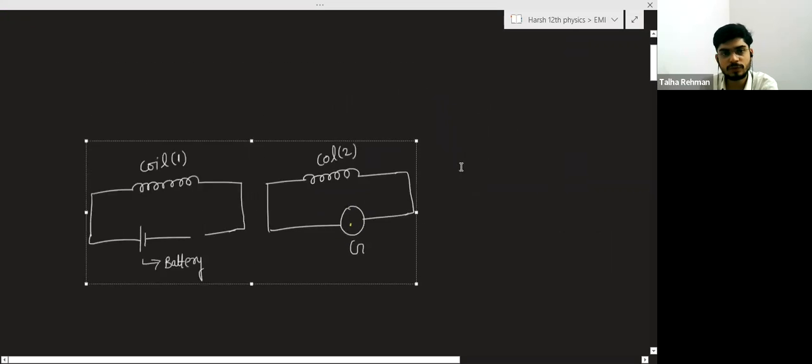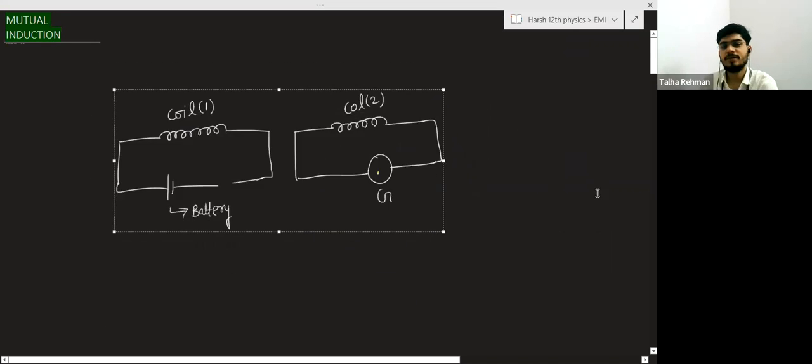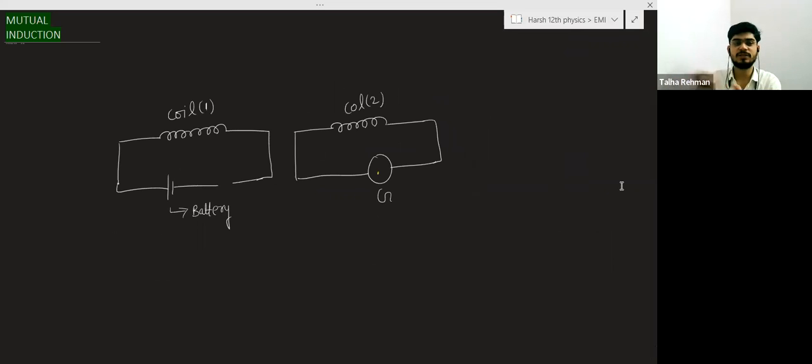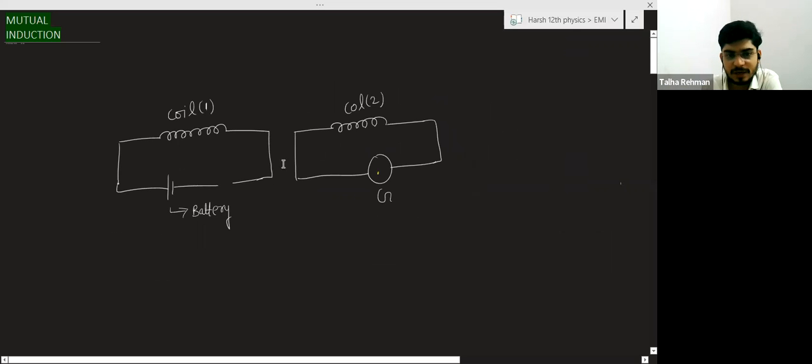I have told you what Faraday's law is, and what Lenz's law is and all that. So we will use all these things to explain mutual inductance. Basically, I have two coils. This is one coil and this is another coil.